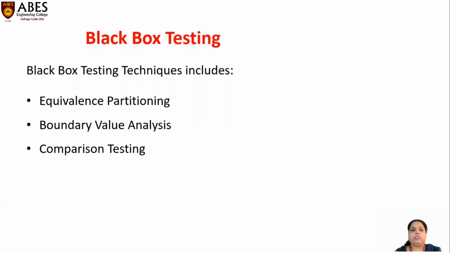There are different methods, or different techniques, used in black box testing. One is equivalence partitioning, where we divide our input into different equivalence parts. The second one is boundary value analysis; as we know only the input in black box testing, we only check the boundary values of the input. And the third method is comparison testing. We compare the test cases to see which will be effective in finding the errors or bugs. So these are the different black box testing techniques for finding errors.